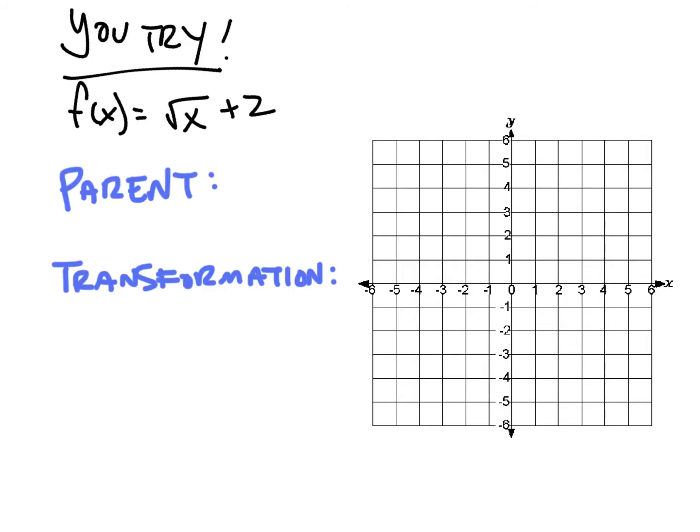All right, so this time you try. We have f of x equals the square root of x plus 2. So name the parent, name its transformation, and then plot the parent, and then transform and plot the new graph. All right, go ahead and press pause, and then we'll get back together in a moment.